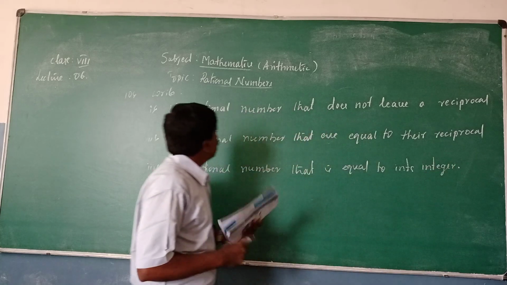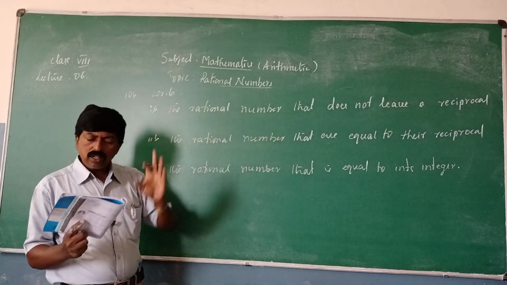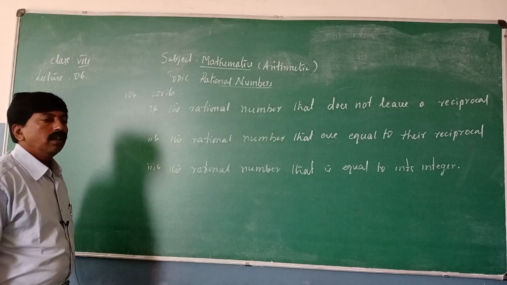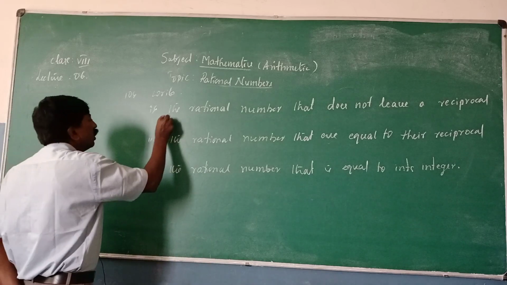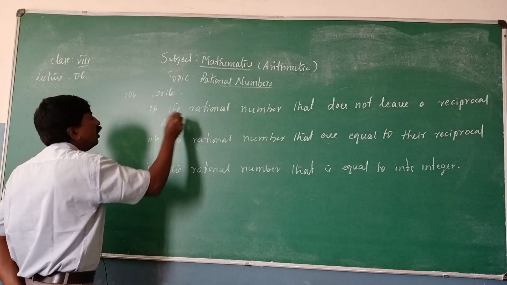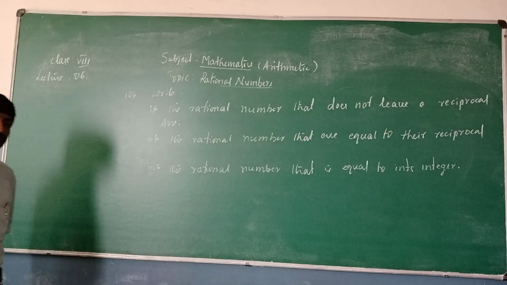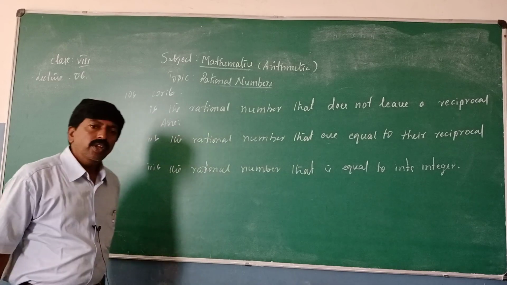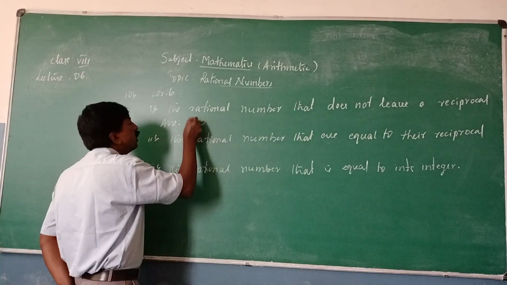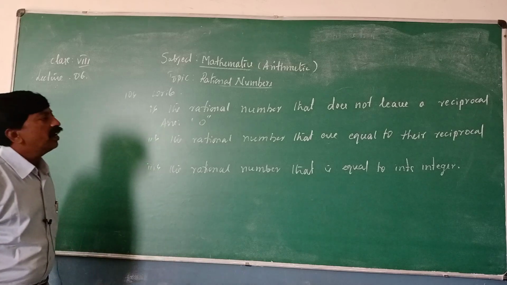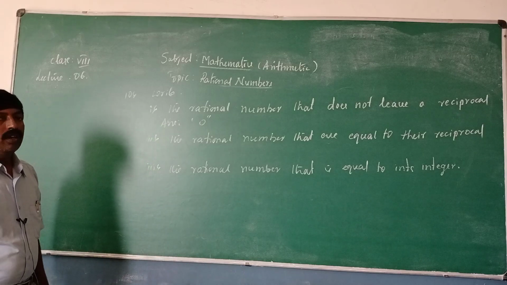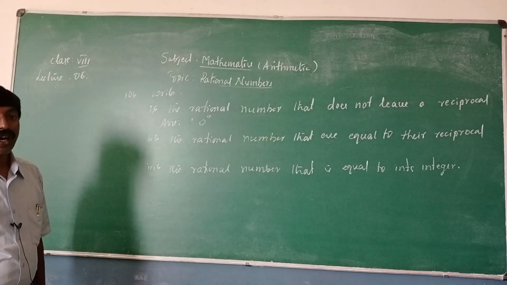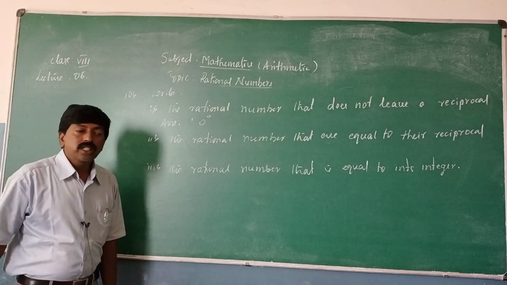Yes, which is the rational number that does not have a reciprocal? Which is that number without a reciprocal? 1, yes, 1 by 1 is a number. 2, 1 by 2. 3, 1 by 3. Therefore, which is that number? 0 has no reciprocal. For 0, we know that 0 by anything is 0. Anything by 0 is not defined. Therefore, it has no reciprocal.